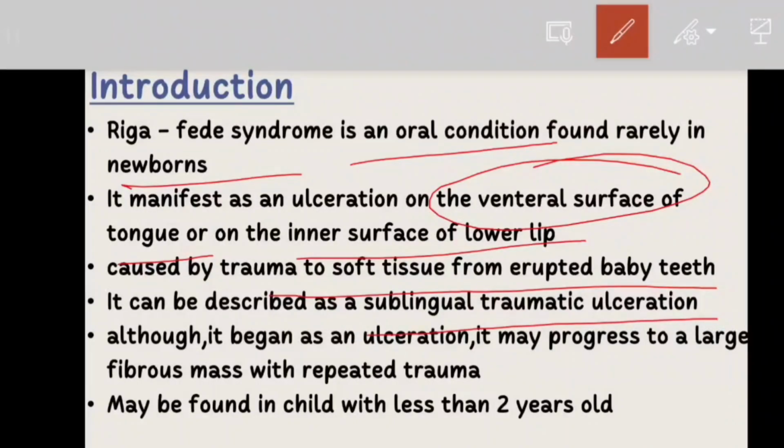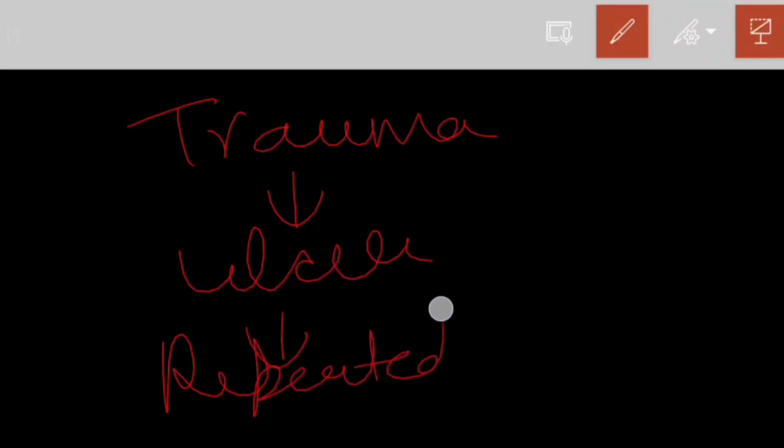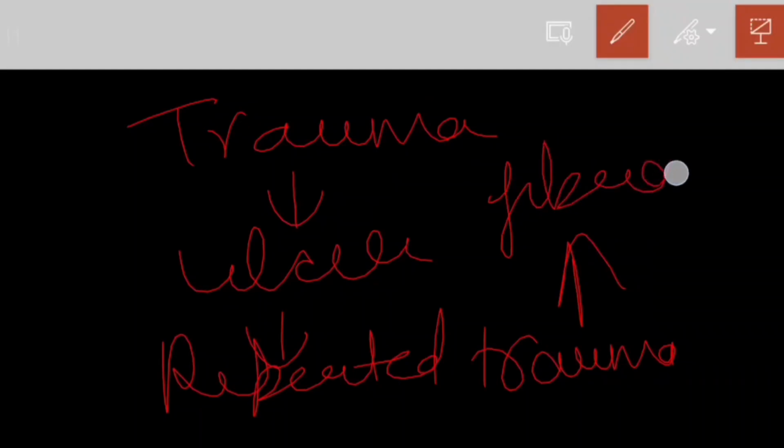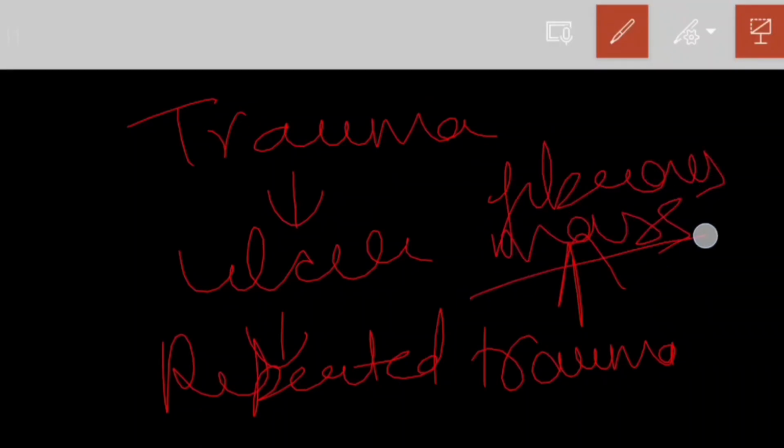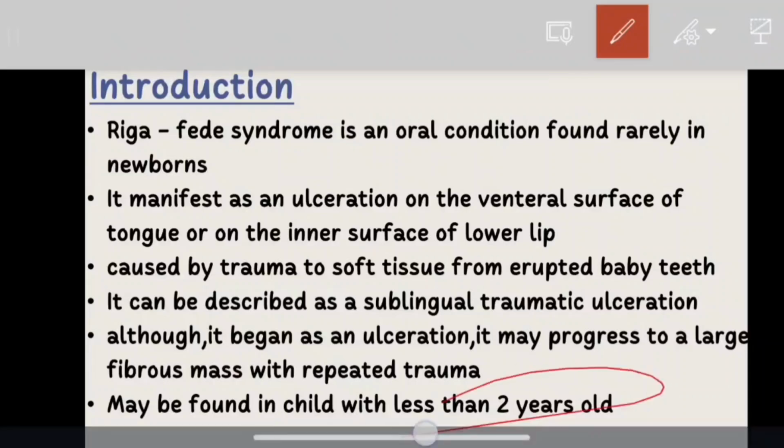The condition can also be described as a sublingual traumatic ulceration. But remember one important point. Although it starts as an ulcer, if the trauma continues repeatedly, the lesions may become larger and can develop into a fibrous mass. So students, remember the sequence: trauma causes ulcer, and repeated trauma results in fibrous mass. Riga-Fede syndrome is seen in children less than 2 years old.